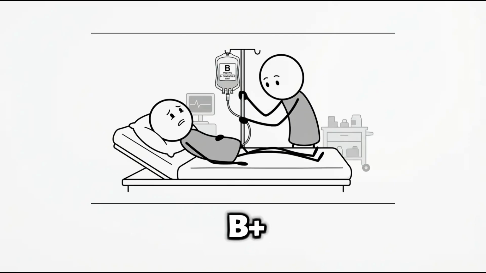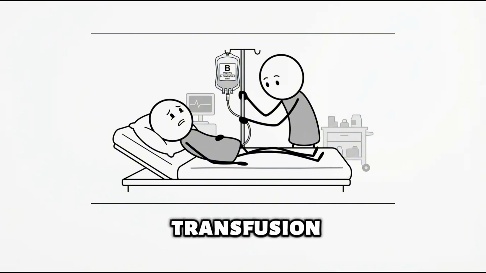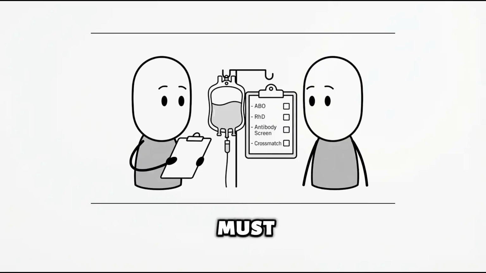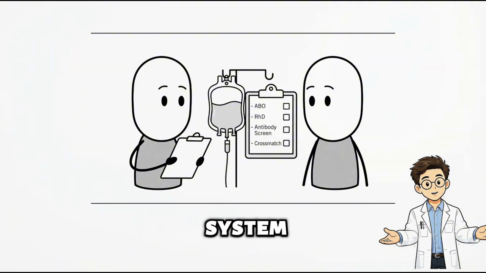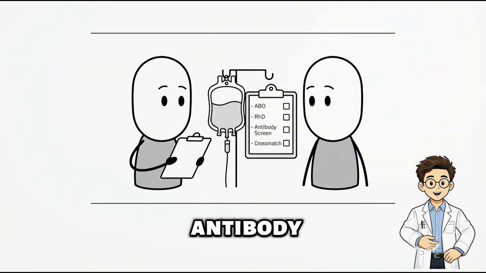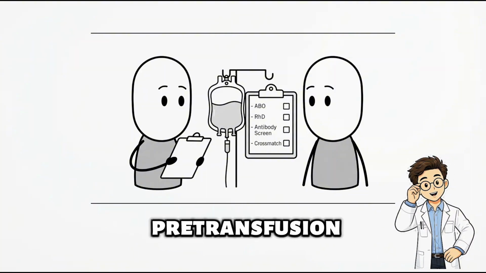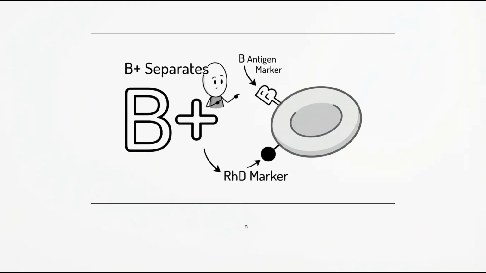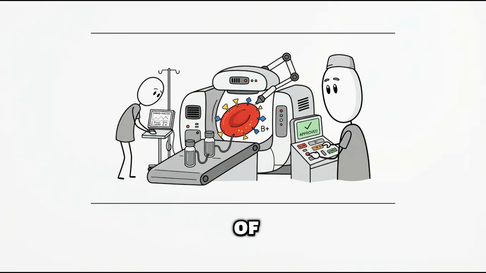Imagine a patient with B plus blood who is losing blood and needs an urgent transfusion. Medical staff do not merely look for a blood bag carrying a plus sign. They must consider the ABO system, RhD status, antibody screening results, and pre-transfusion cross-matching. B plus is not just the letter B paired with a plus sign. It is a combination of immune markers that a hospital must read correctly before a unit of blood enters the body.